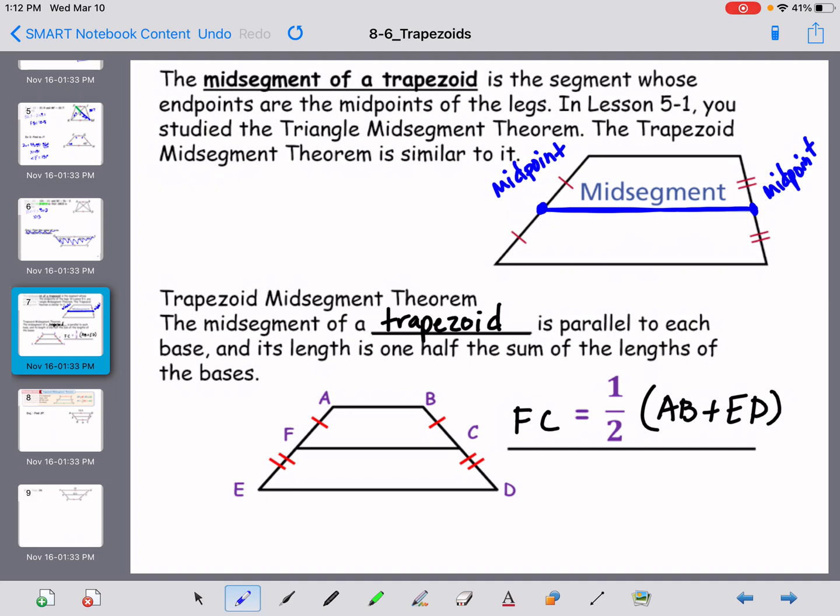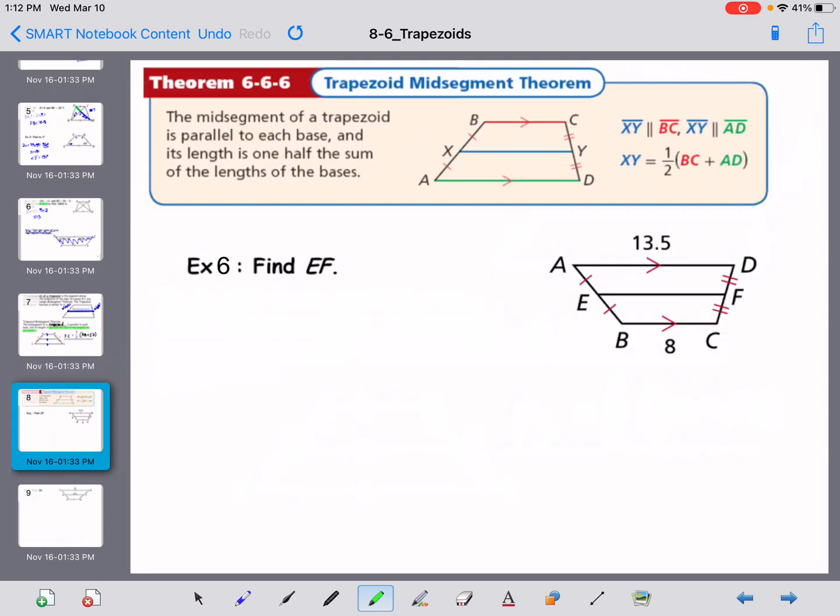The mid-segment of a trapezoid is going to be parallel to each one of the bases. My mid-segment is here in the middle. It's going to be parallel to AB, and it's going to be parallel to ED. And that mid-segment is 1/2 the sum of the bases. This mid-segment is going to be half of the other two sides when I add them together. All right? How does that work?